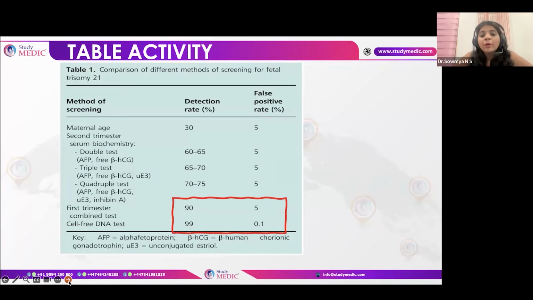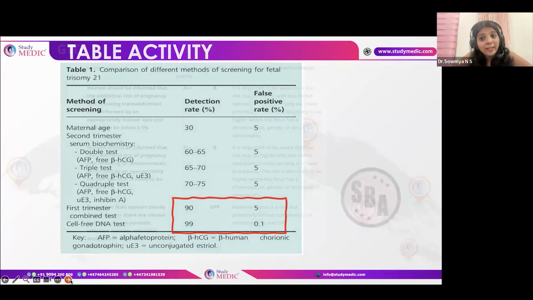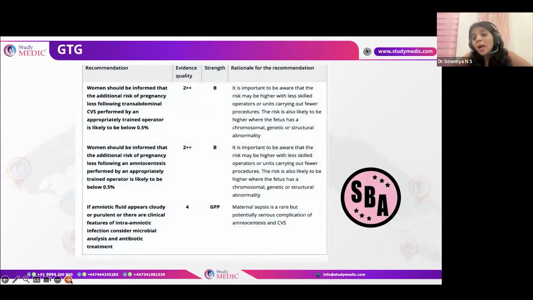The most important and the best test could be the first trimester combined test, which has a 90% detection rate, and cell-free fetal DNA, 99%. And how do you confirm that the baby has Down syndrome? The needle test. That is chorionic villus sampling, which is done from 11 to 13+6, taking a bit of the placenta. Amniocentesis is taking the fluid around the baby and testing.